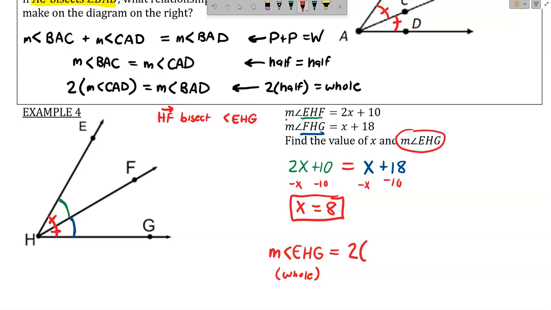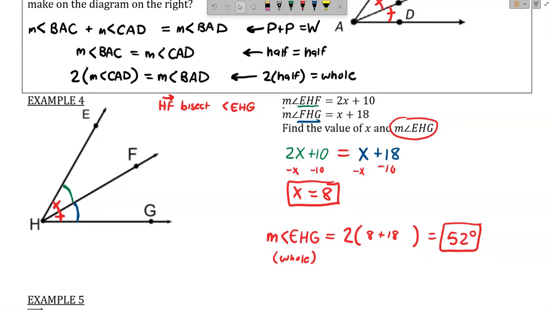So I'll take 2 times, and then in parentheses, we can actually find one of these. Pick your choice, x plus 18, 2x plus 10, doesn't matter to me. But I'm going to do the 8 plus 18. So I'm plugging it in, 8 plus 18 will be the half of it. So that's 26, multiply that by 2. We're getting an answer here of 52 degrees.